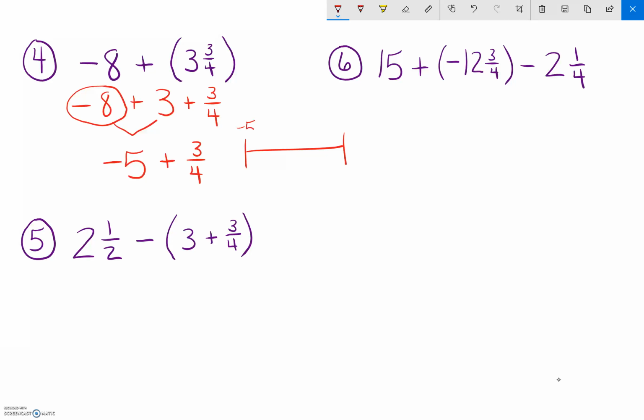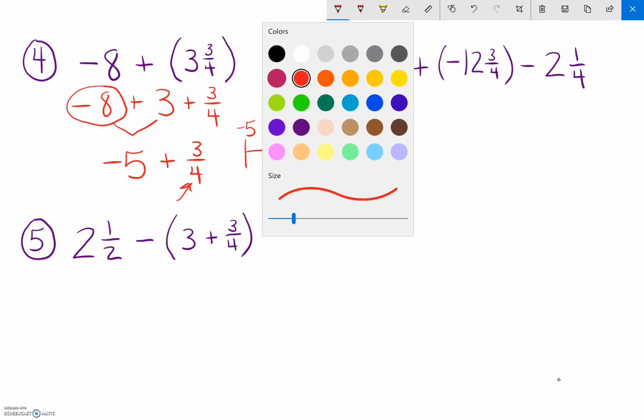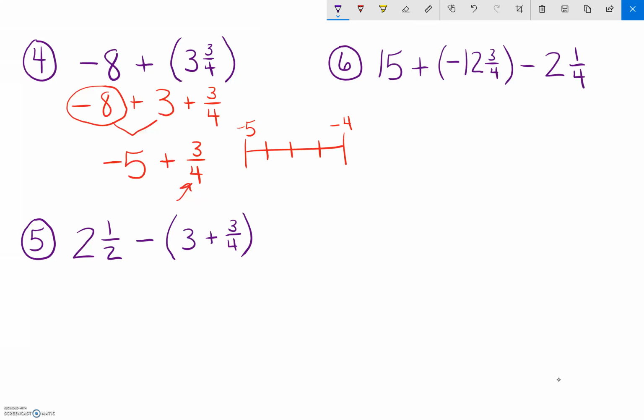If this is negative 5, this would be negative 4. The fraction has a denominator of 4, which is going to tell us to chop this unit into 4 equal pieces. And then we just use the number line strategy. You always start at 0, but then you would move left 5 spaces, and that would put us here at negative 5.